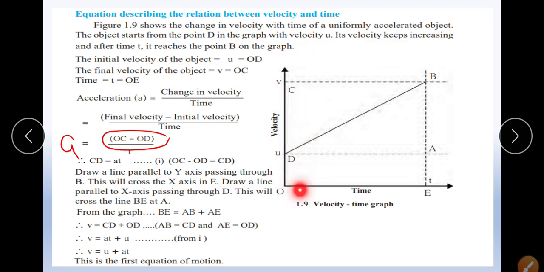plus OD. So CD we already proved is at. So in place of CD, write at, plus OD. OD is u. So v is equal to at plus u. When you rearrange this, you will get v = u + at. This is the first equation of motion.